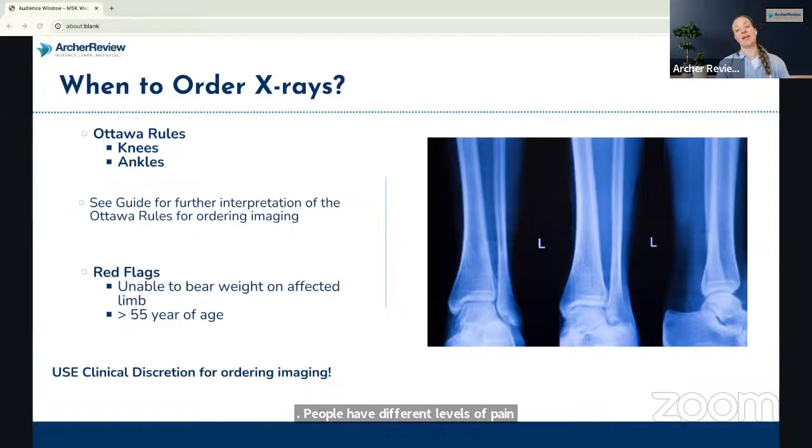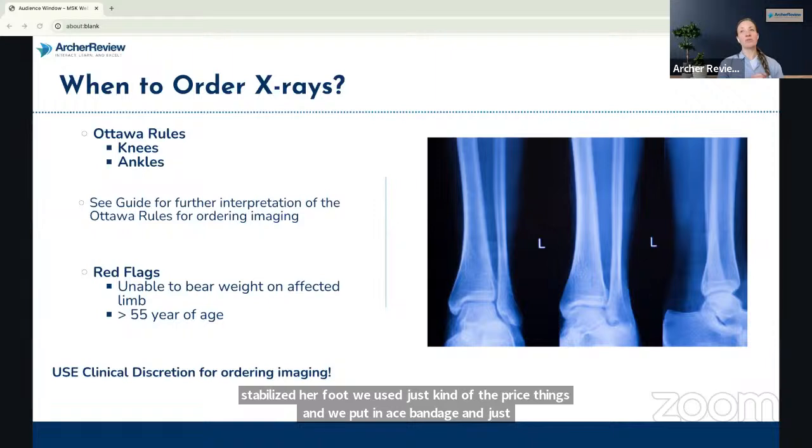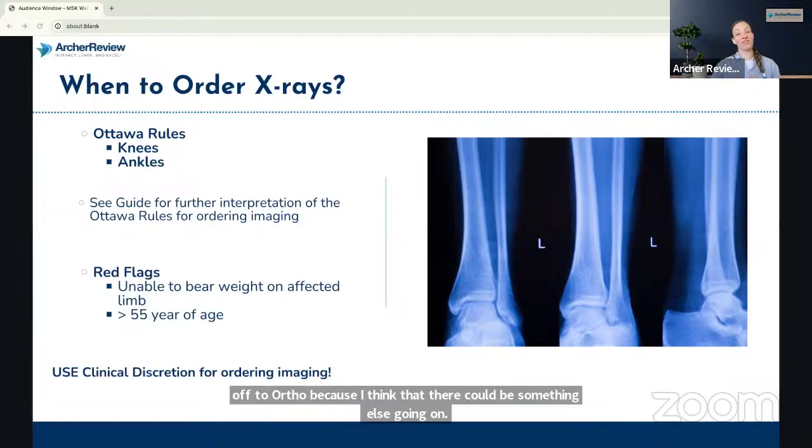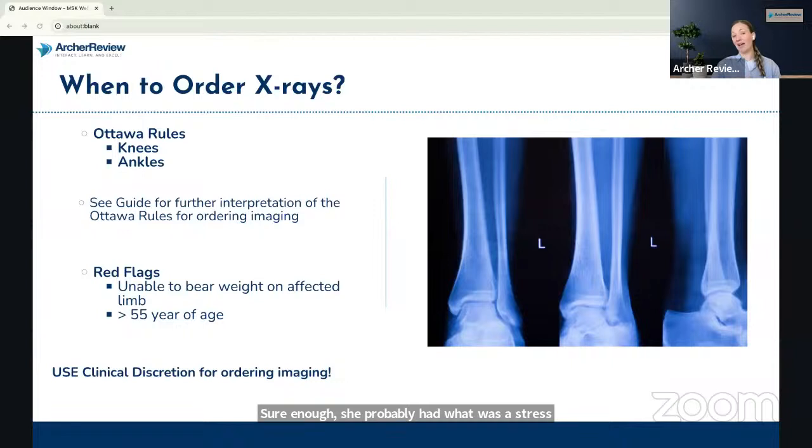And one thing to remember: I had a woman who came in with an ankle sprain, we ordered an x-ray. The x-ray was normal, and then she came back and we stabilized her foot. We used just the PRICE things, and we put an ACE bandage on, and it looked like a sprain. And so we waited a couple of days, and her foot just wasn't getting any better. In fact, she said it's getting worse. And so when I heard that it was getting worse, I said, let's grab one more x-ray, and I'm going to send you off to ortho because I think there could be something else going on. And sure enough, she had probably what was a stress fracture and wasn't seen on the first x-ray, but did come back on that second x-ray just a few days later.